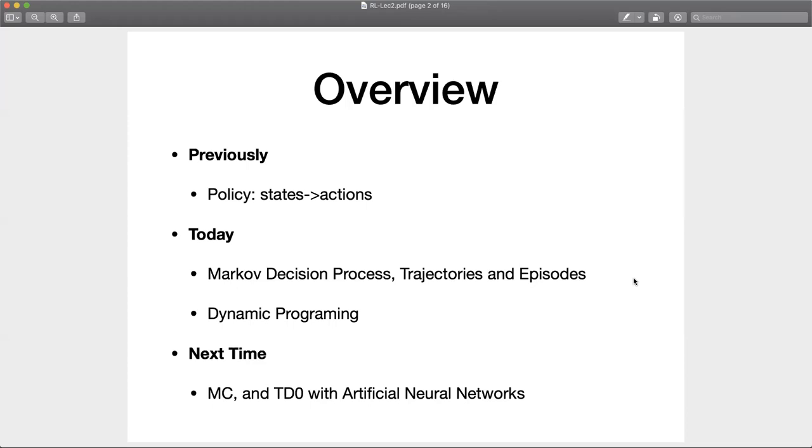Next time, I'm going to go into Monte Carlo and temporal difference learning, and we're going to use it with artificial neural networks. Today we're just going to use, you'll see, a tabular based method.